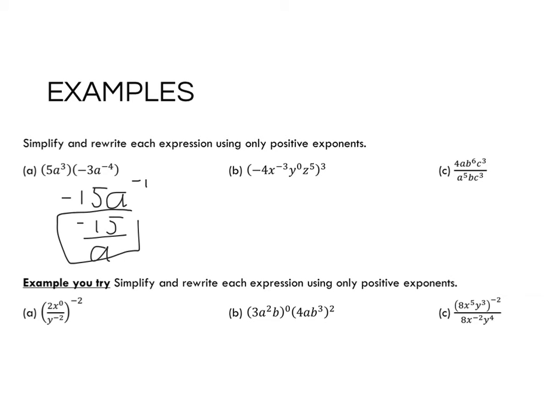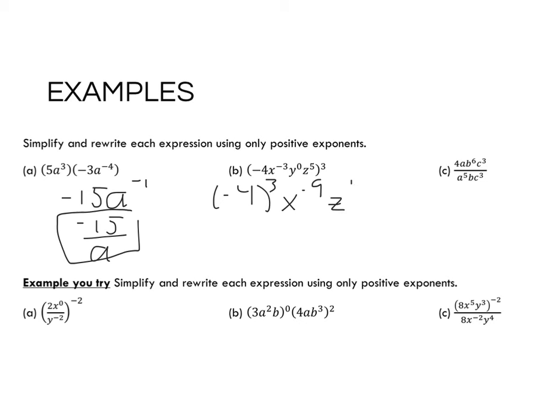In letter B, we are raising a quantity to a power. So negative 4 cubed. Remember, if we have a power raised to a power, we will multiply the powers. x to the negative 9th. Remember, y to the 0 is just 1, so we don't need to write it.